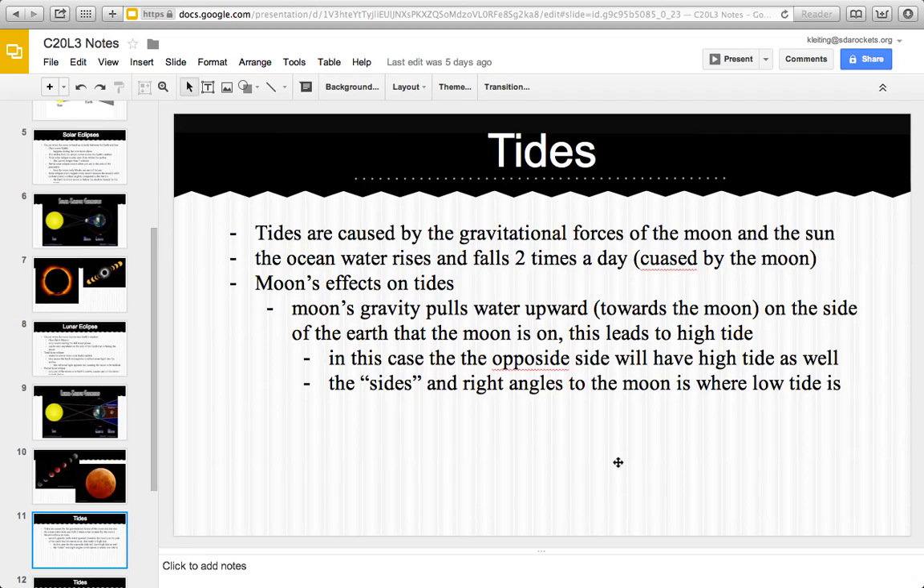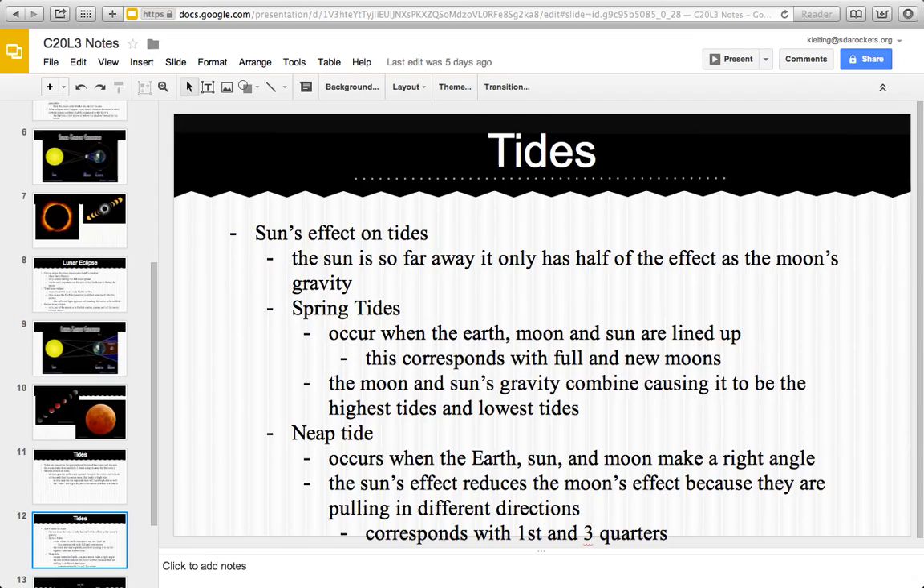The sides, at right angles to the moon, is where low tide is. And again, we'll see pictures of these because as good as the words are, the pictures help a lot in these situations. So the sun's effect on tides.